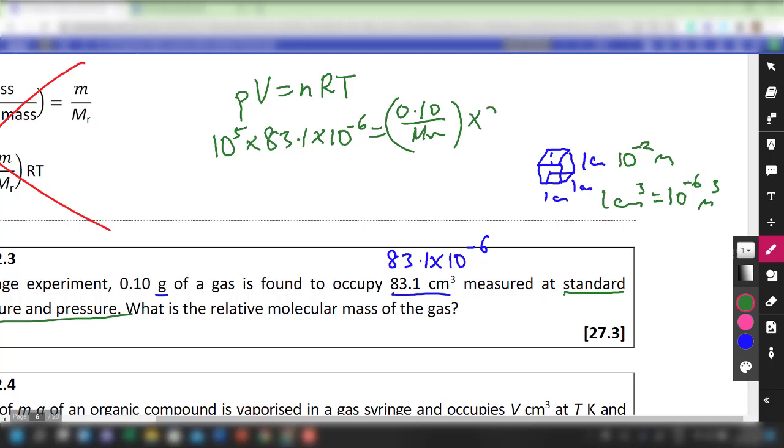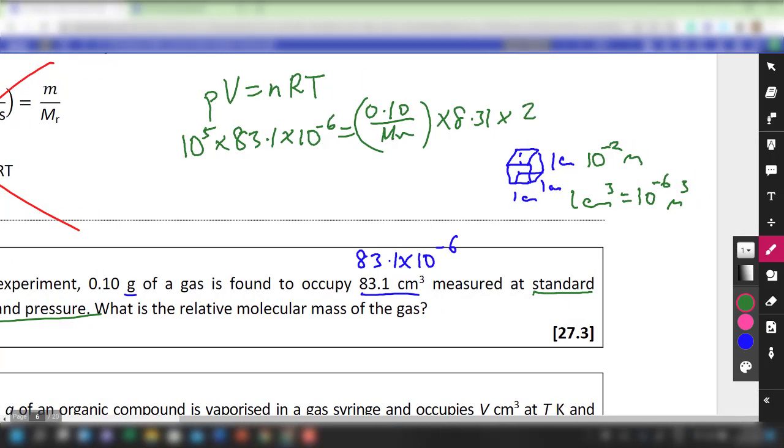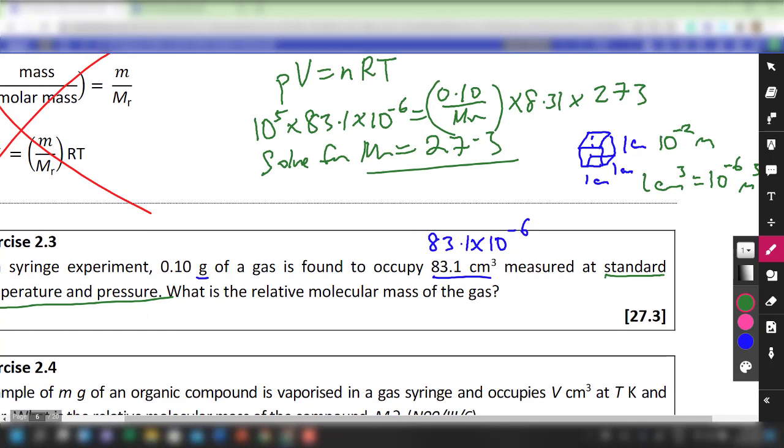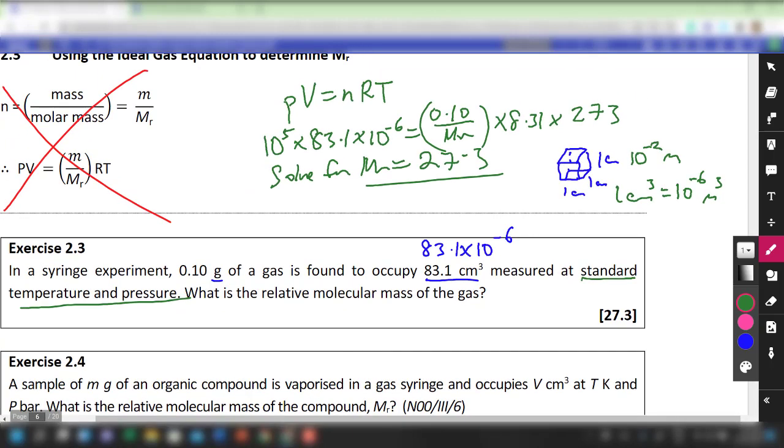And then the ideal gas constant is 8.31, and the thermodynamic temperature, in this case STP condition, will be 273. So again, you solve for MR. If you just punch your calculator very quickly, you should be able to get 27.3. Please take note of what you are asked to calculate.